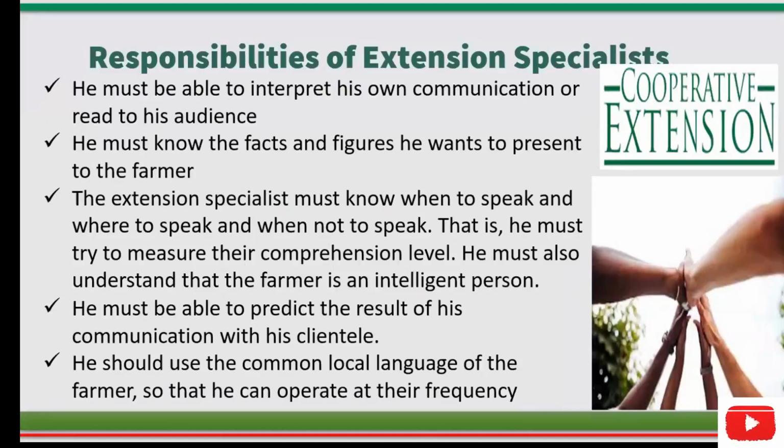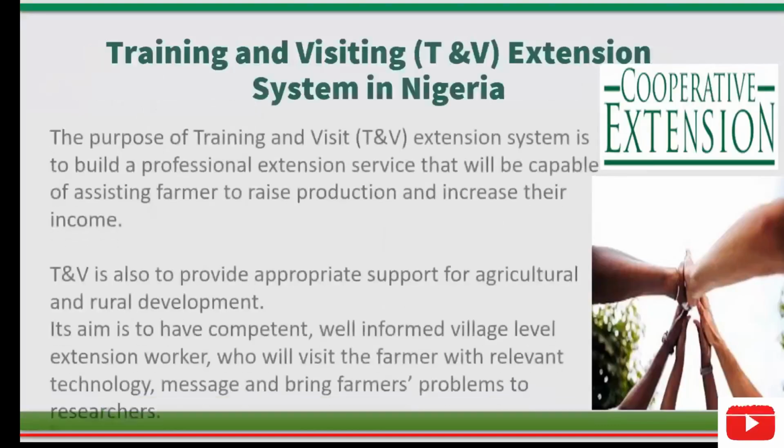He must also understand that the farmer is an intelligent person. He must be able to predict the result of his communication with his clientele. Oftentimes when we teach and instruct people, if they don't understand, we know. We, the instructors, the teachers, know that they are not getting it. He should, as an extension specialist, know when his clientele is being communicated to properly or not. He should use the common local language of the farmer so that he can operate at their frequency.